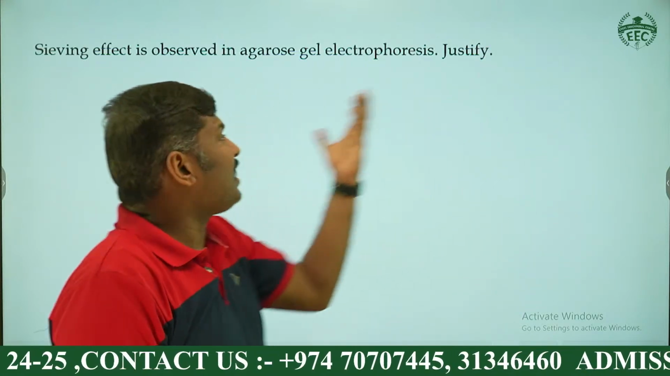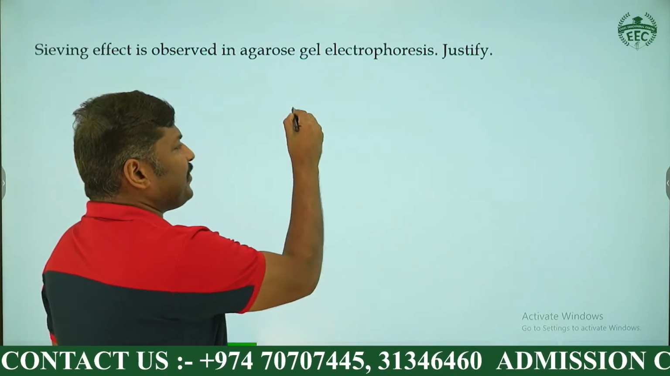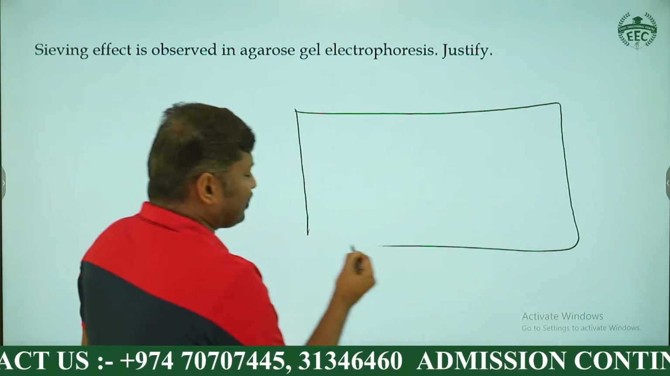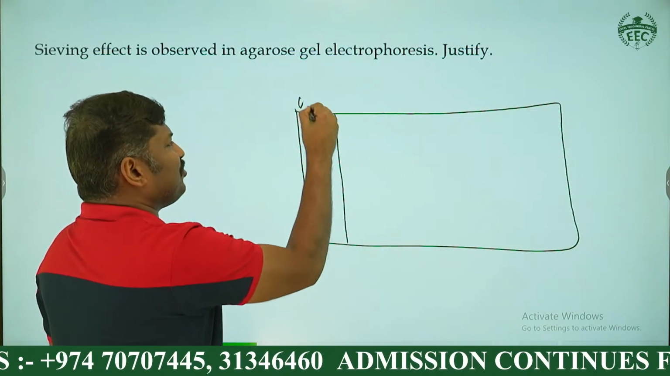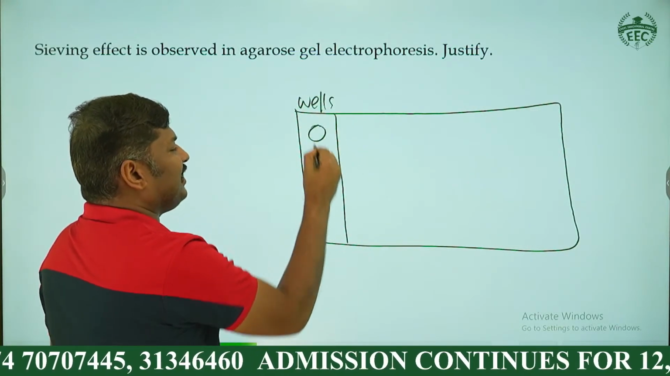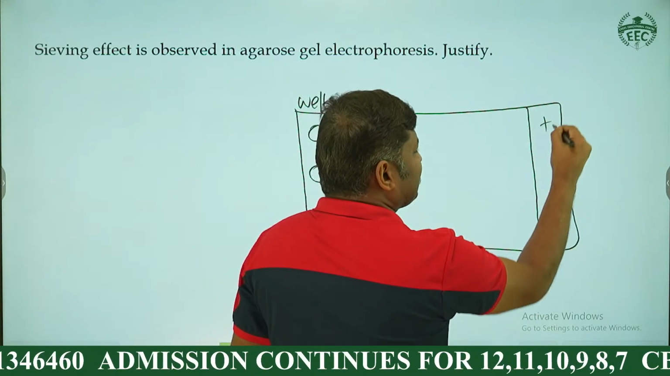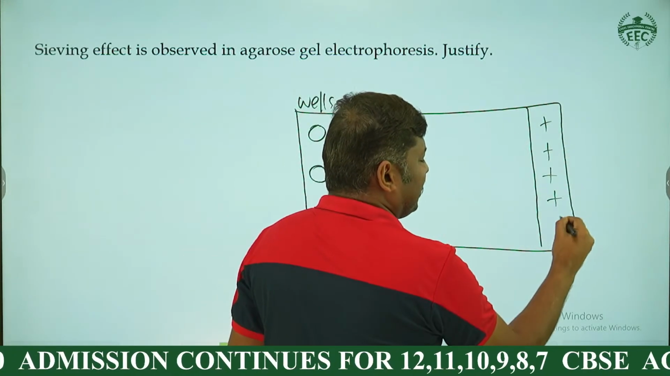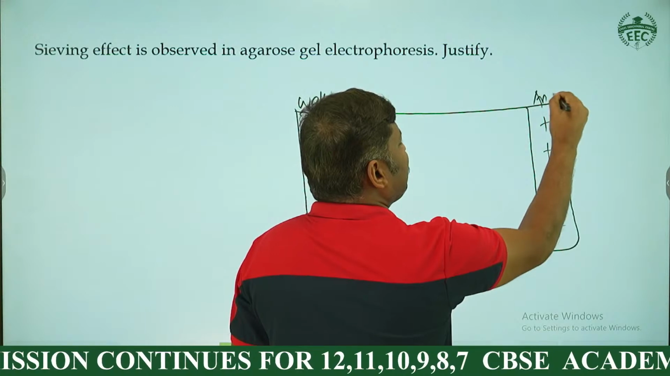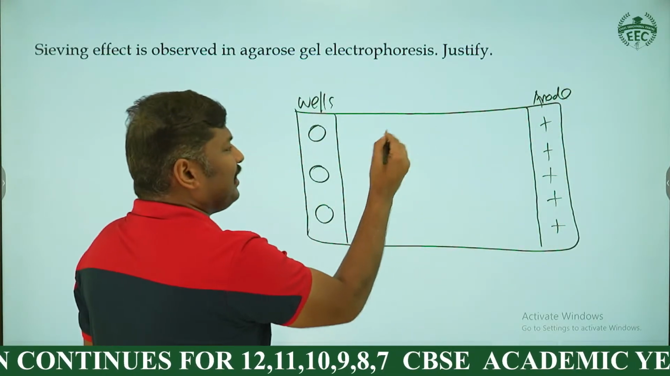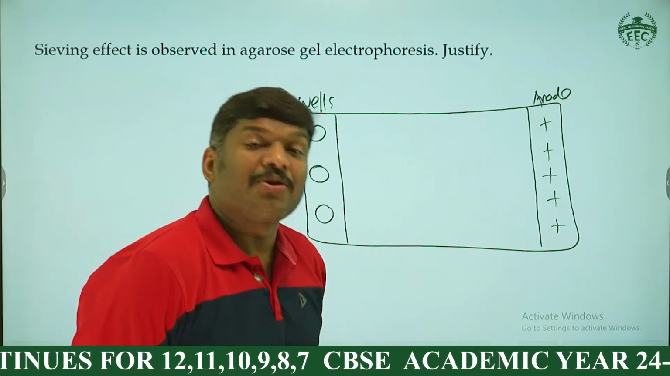And here you can see the agarose gel electrophoresis. You are very familiar with the diagram. In agarose gel electrophoresis, you can see it is very simple. Here you can see there are some wells, and on the opposite side you can see the positively charged area. This is the anode, and in between you can see the gel. Agarose gel, my dear students.